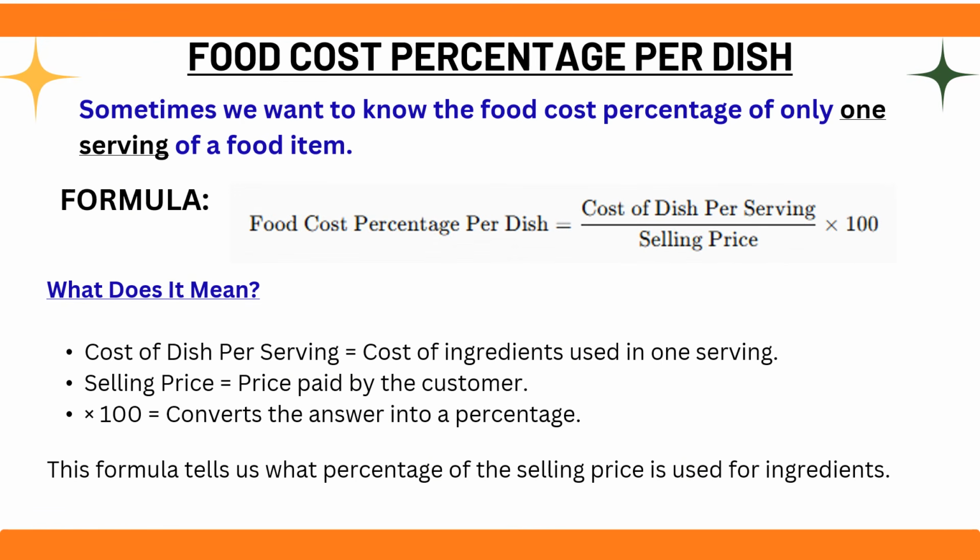The food cost percentage per dish. Sometimes we want to know the food cost percentage of only one serving of a food item. The formula is: food cost percentage per dish is equal to cost of dish per serving over selling price times 100. What does it mean? Cost of dish per serving equals cost of ingredients used in one serving. Selling price equals price paid by the customer. Times 100 converts the answer into a percentage. This formula tells us what percentage of the selling price is used for ingredients.